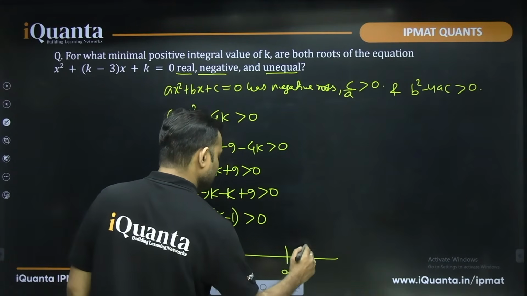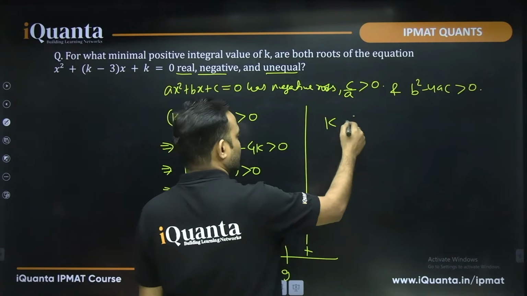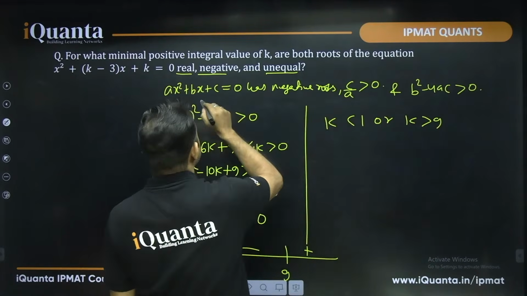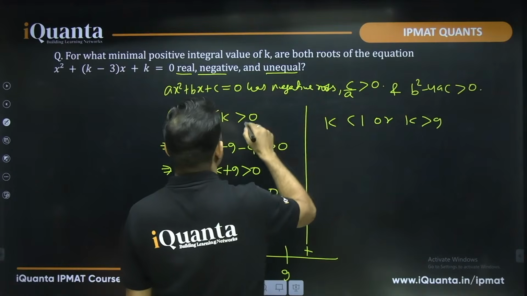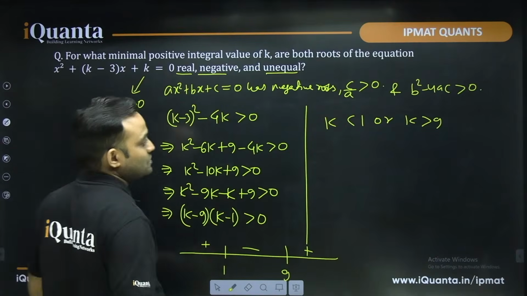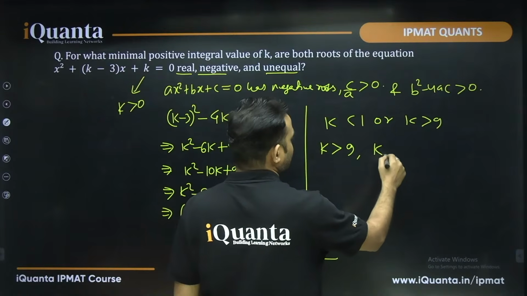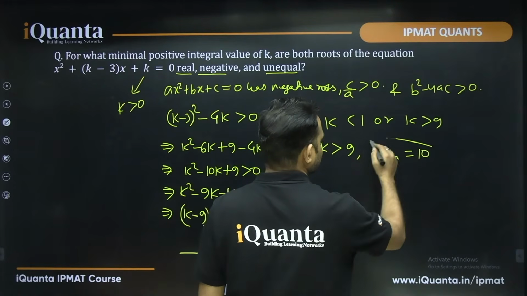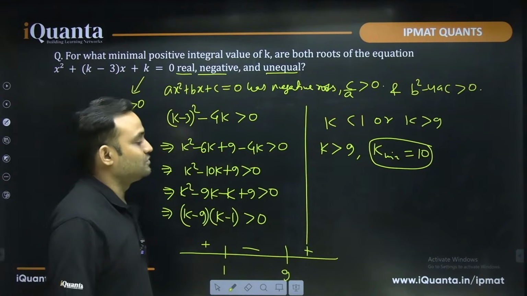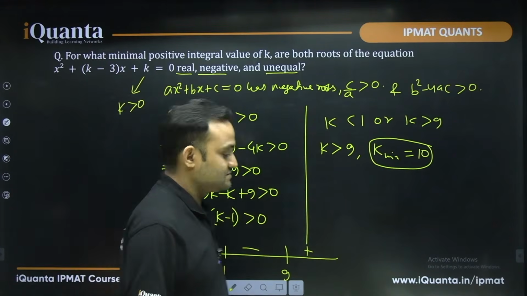1, 9. Here you get positive, negative, positive, meaning k should be less than 1 or k should be greater than 9. But here it says that k is greater than 0, right? K is greater than 0. So what we can say? K must be greater than 9. So k minimum will be equal to 10. Minimal positive integer value. So 10 is the correct answer.